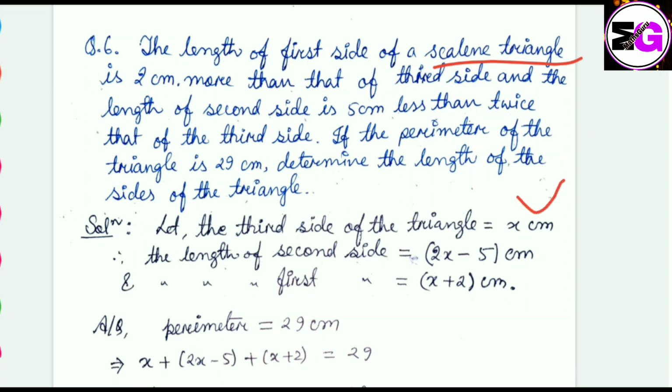Okay, so the length of the second side is 5 centimeters less than twice that of the third side. Twice the third side, then 5 less, so twice x minus 5 centimeters. 2 into the third side, twice the third side less 5, so twice x minus 5.